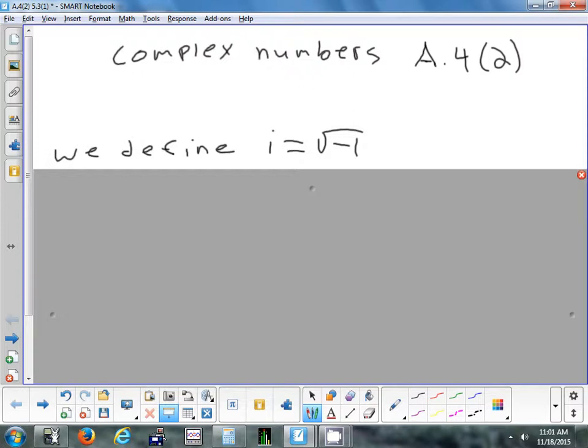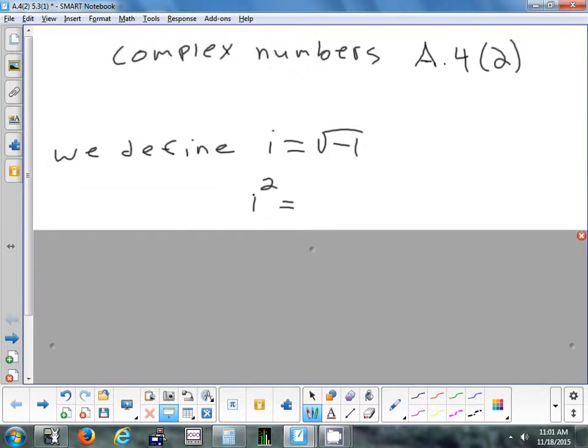And I said that this is a definition. i is the square root of -1. This isn't something that you prove. It's kind of like in geometry when you say parallel lines don't cross. You don't prove that, it's just a fact. You've got to use that fact to do other things in geometry. We're going to use this fact to do some other things today, like defining i squared.